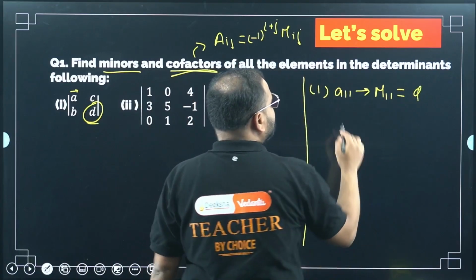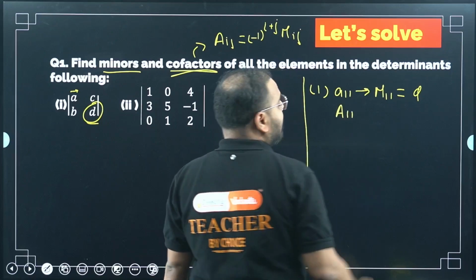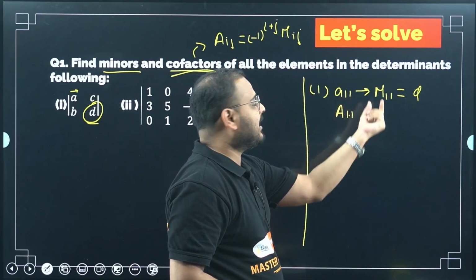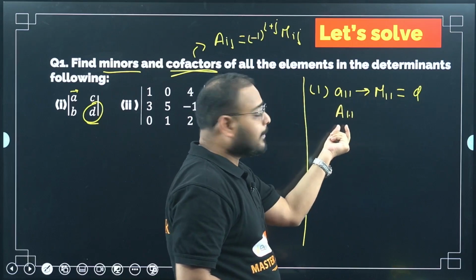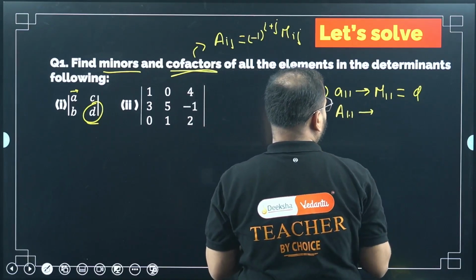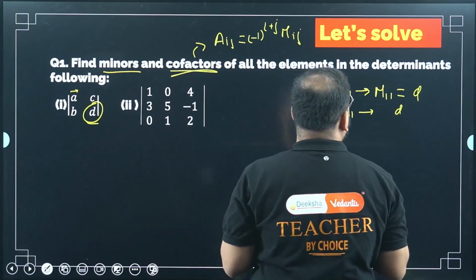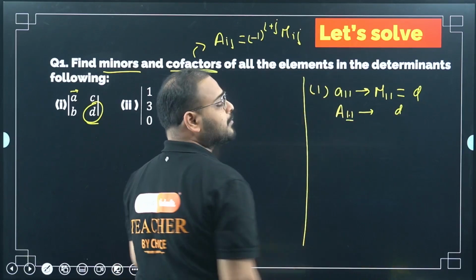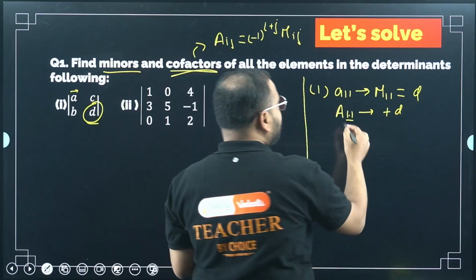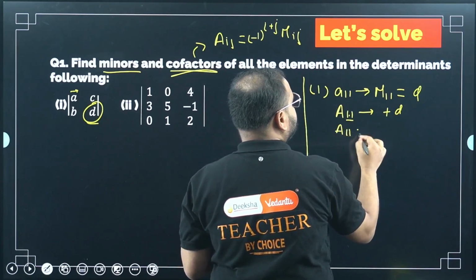Now what about the sign? I'm writing, let's say, A11 now. I hope you are able to understand this. They are all three different things. Small a11 represents the element, M11 represents the minor, and capital A11 represents my cofactor. So if I'm writing the cofactor, D will come, obviously. The sign will be positive, because 1 plus 1 is 2. So my A11 is simply equal to plus D.